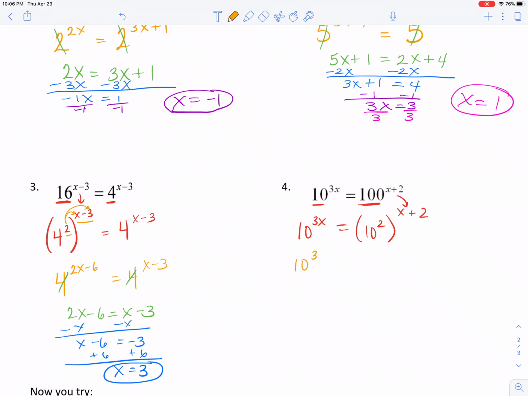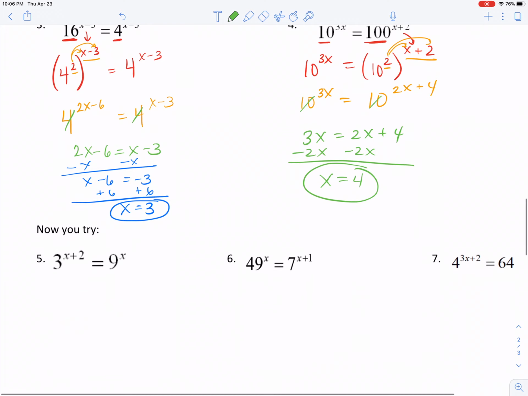So here the first one's going to be brought down. The second one I have to multiply the inside and outside powers. So I'm going to distribute and get 2x plus 4. Once the bases are the same, I could drop them and get 3x equals 2x plus 4. Minus the 2x on both sides, and then I'm finished because that means x is equal to 4.